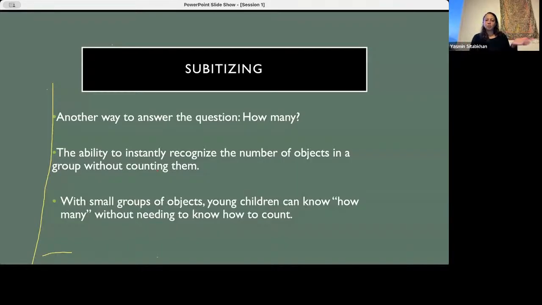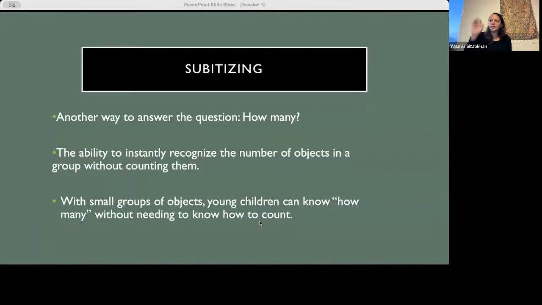So with small groups of objects, young children can know how many without needing to know how to count. So I'm going to just show you a demonstration. Hopefully everyone is looking at the screen. I'm going to try to take this off of the screen. There we go. Okay. Is everyone ready? Because it's going to go fast.